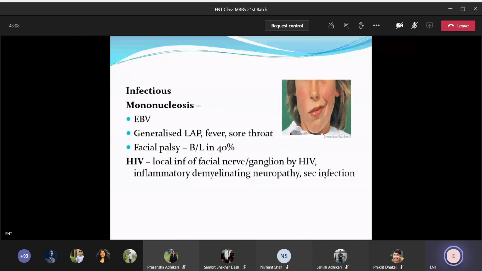Infectious mononucleosis is caused by the Epstein-Barr virus, with generalized fever, sore throat, and facial paralysis bilateral in 40%. In HIV also there is a local infection of the facial nerve ganglion by the HIV infection.